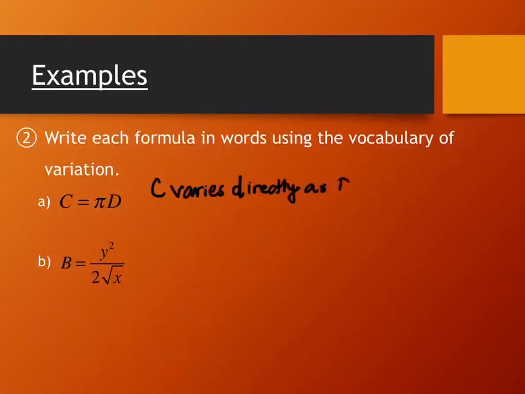as D. Now, you'll notice that I'm not doing anything about the pi, and the reason I'm not is because pi is a number. Okay, it's not a variable. Pi is a number, and it is actually that proportionality constant that we keep looking at. It's the k value in this particular case. So we're not writing anything about that down. This is just C varies directly as D.